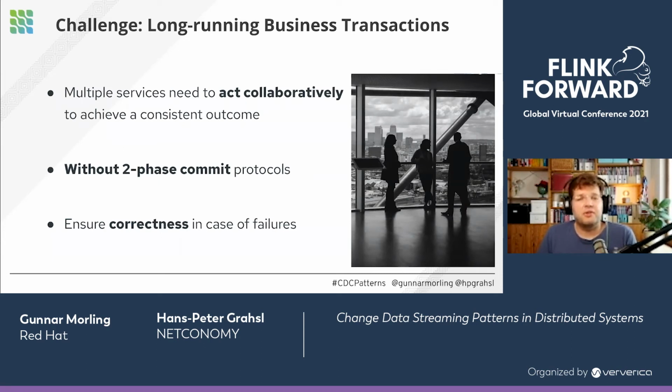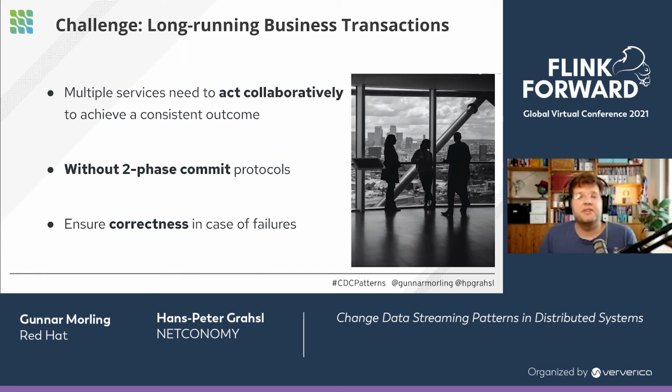But still, the truth is, as much as we try, very likely we will have a situation where multiple services need to act in coordination. So they need to work together and they need to collaborate to achieve a consistent outcome of some sort of long-running business transaction. So very likely this will happen. Let's say we come back to this order scenario where we would like, for instance, to have an order service and a customer service collaborate.